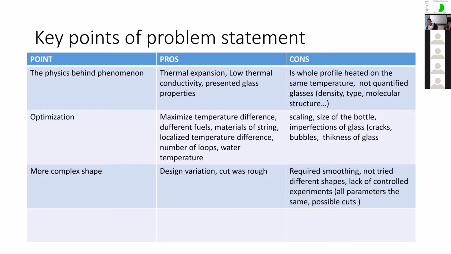We are wondering about the scaling and the size of the bottle, which parameters he did not use, and also the imperfections of glass, like cracks, bubbles, or something like that, which could be important in the cracking of the glass. And also another parameter of the glass he did not mention is the thickness of the glass he used.